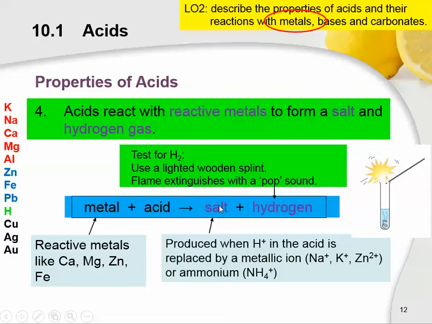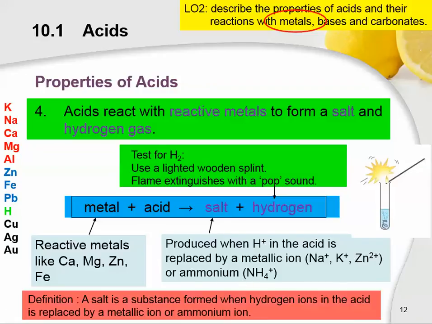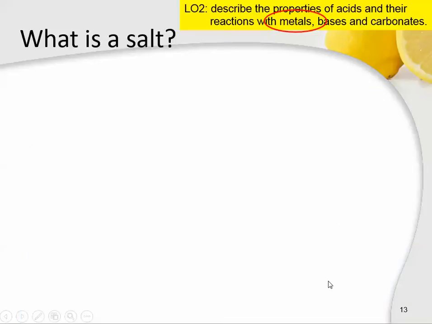So what is a salt? A salt is produced when hydrogen ions in an acid are replaced by a metallic ion, for example Na+, K+, these are metallic ions, or an ammonium ion. So, the definition of a salt, you have to remember: a salt is a substance formed when hydrogen ions in the acid are replaced by a metallic ion or an ammonium ion.